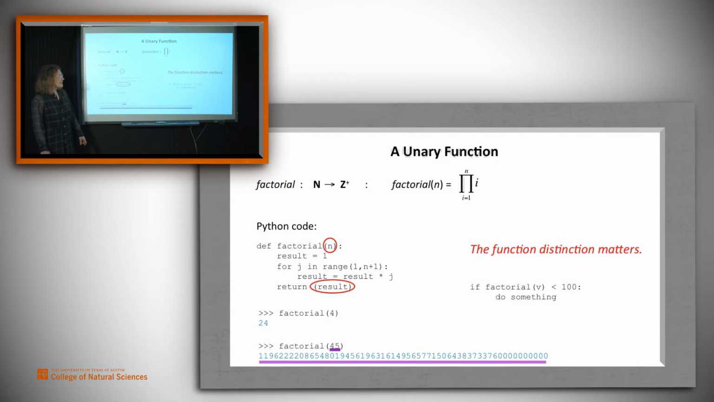Why? Because it enables other people to write in their code things like this. If factorial of some number v is less than 100, then do something. That means whoever writes this code has to count on the fact that for any natural number, a value is going to come back, exactly one value is going to come back, and it can be checked. So that's why this fact that it is a function is so important.